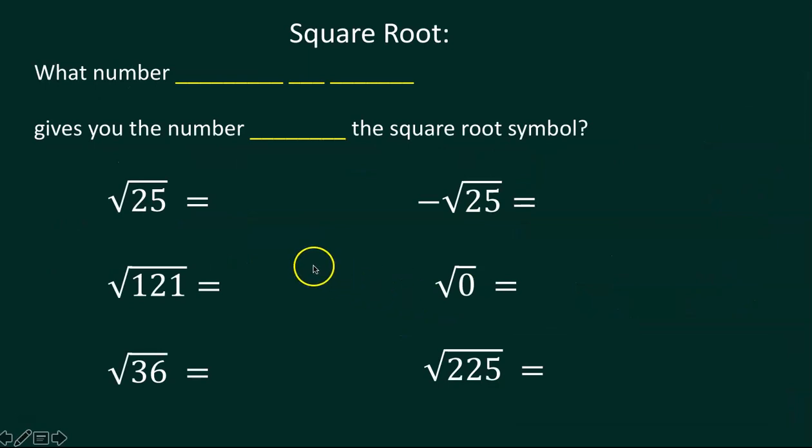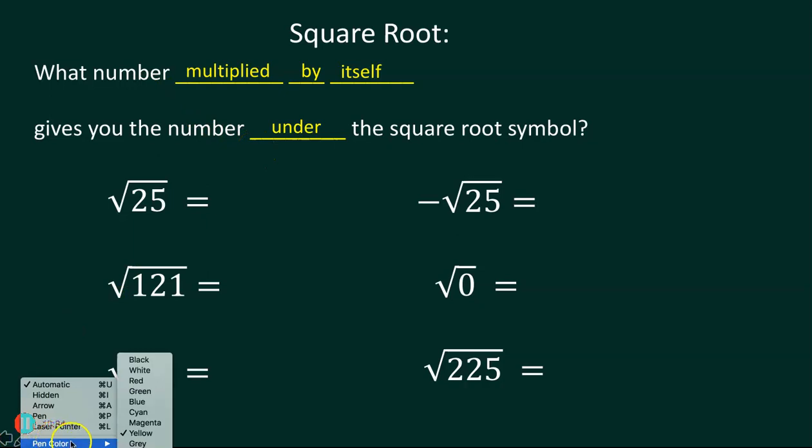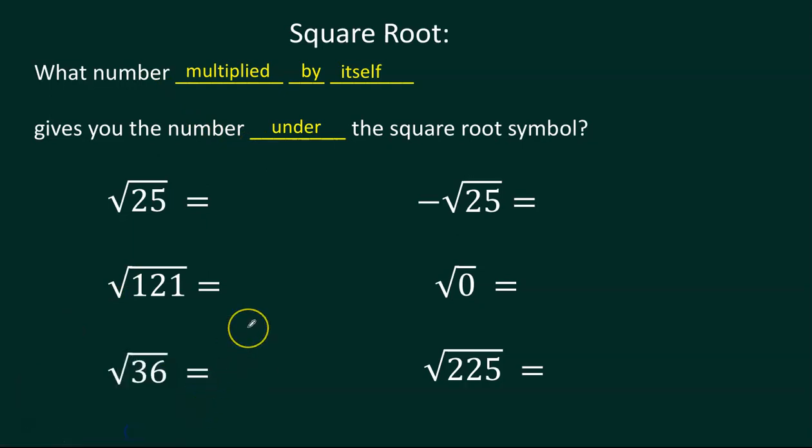All right. Now we're going to talk about square roots because they're very closely connected to perfect squares. So now we're going to fill in our notes on Kami. What number multiplied by itself gives you the number under the square root symbol? This is the question that I ask myself whenever I see a square root. So that's what I think through in my head.